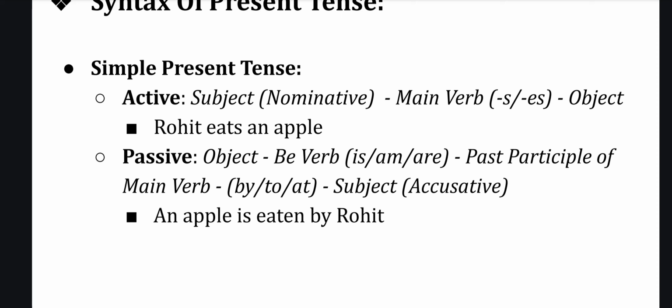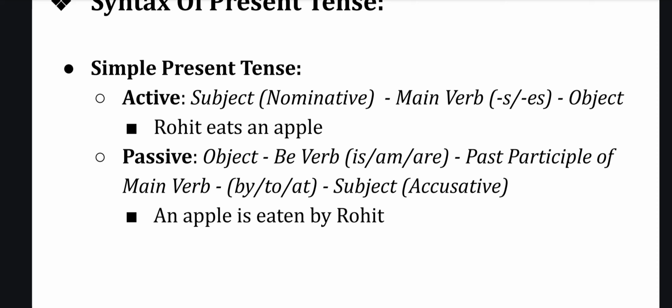And in passive, the object becomes the subject, then it is followed by a be verb. Evidently, it is only is, am, and are. There is nothing else. Okay. And then the main verb turns into the past participle of the main verb. So it becomes the third form of the verb, actual verb, base verb. And then it is followed by a preposition that is called the linker. It is mostly by, but sometimes in some cases it can be to and at. And lastly, the subject comes.